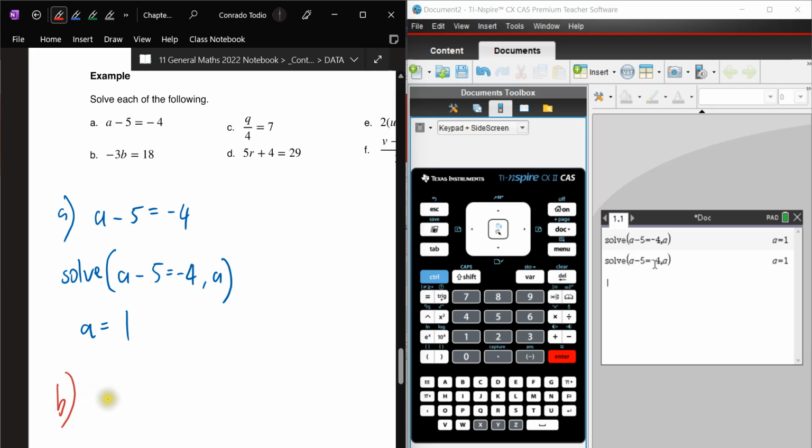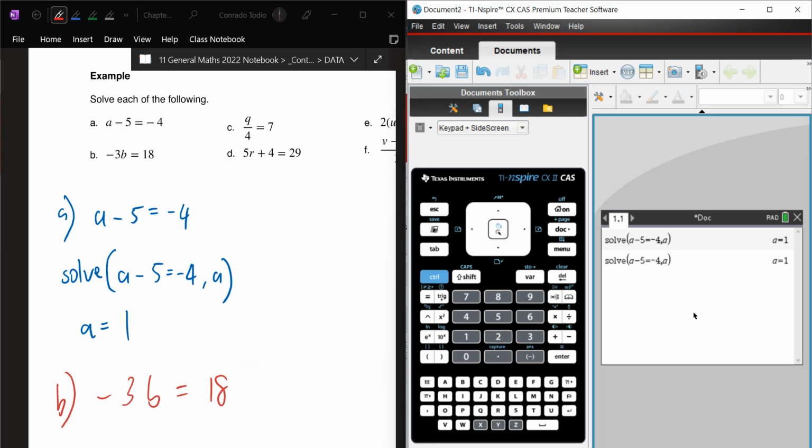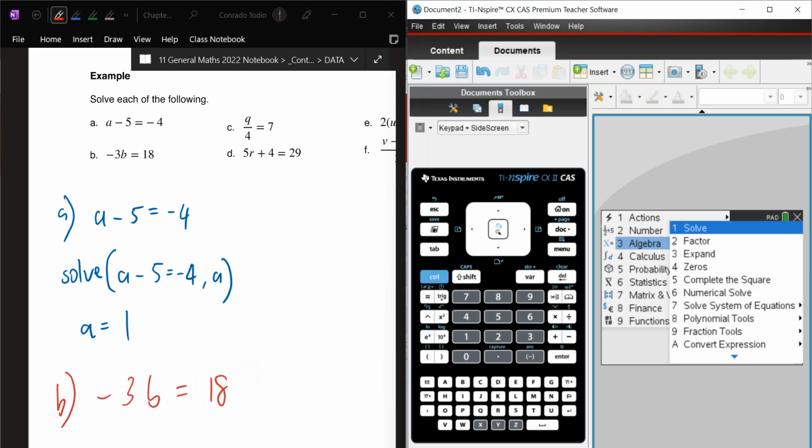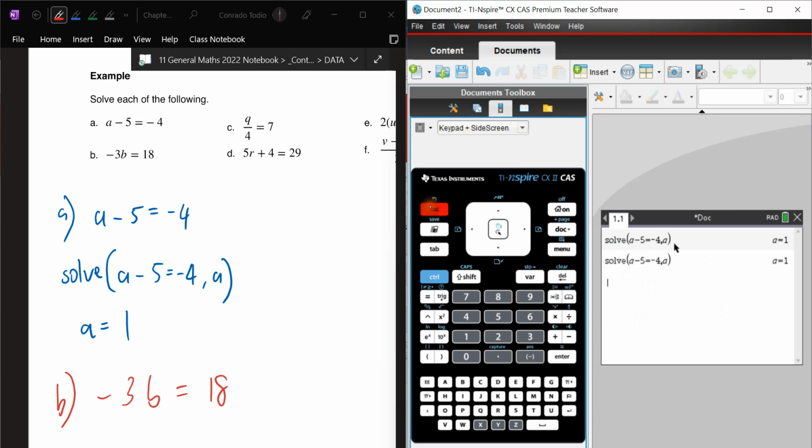B, the equation is negative 3B equals 18. So on your calculator, you actually don't have to go menu, then algebra, and then solve. If you don't want to, you can also just type in the word solve, but that might take a bit longer. Type solve and then put a bracket. Solve, and then the equation is negative 3B equals 18. And then comma.